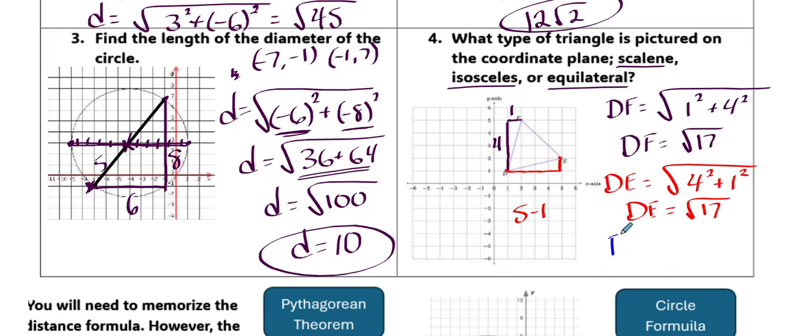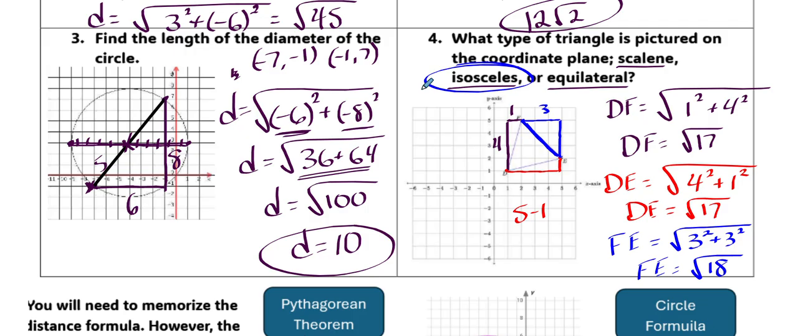And then looking at that last one, FE, going from there to there. Horizontal distance is 1, 2, 3. Vertical distance is also 3. So that's going to be 3 squared plus 3 squared, which equals 18. So that is not the same as those two. So that side is a different length from those other two, so we have an isosceles triangle there.